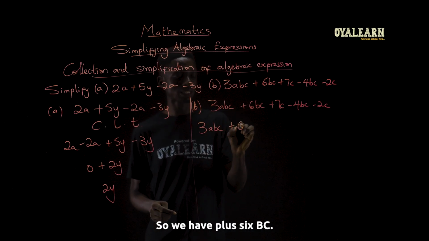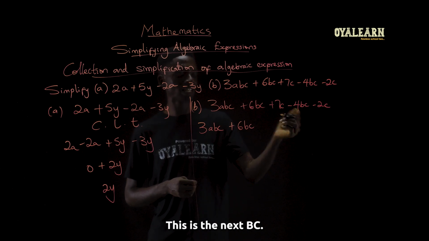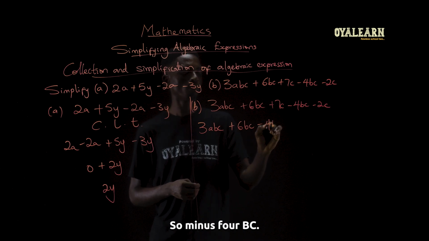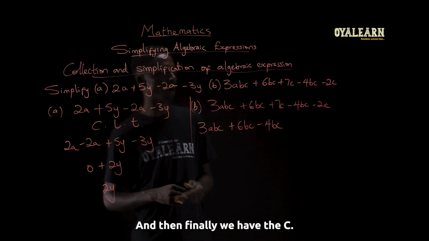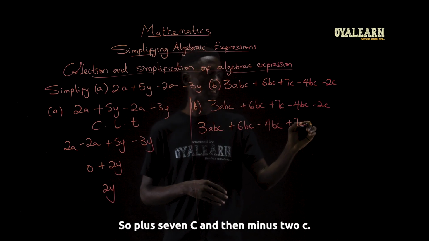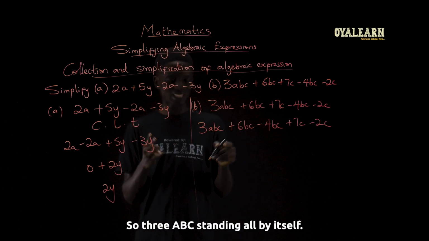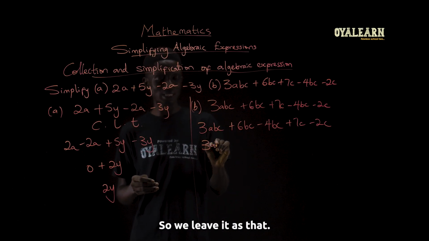So we have plus 6BC. Which other BC do we have? This is the next BC, so minus 4BC. And then finally we have the C's. Remember, plus comes before minus, so plus 7C and then minus 2C. So 3 ABCs standing all by itself, so we leave it as that.